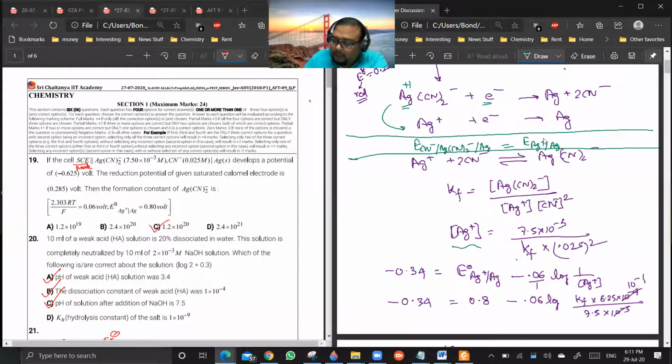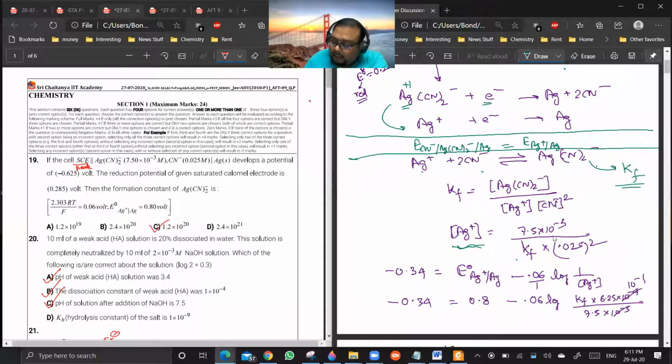So Ag plus will be determined by the dynamics of the complex. Ag plus plus 2CN minus gives Ag(CN)2 minus. So this is the formation reaction, for Kf of the Ag(CN) complex. Now Kf can be written as the concentration of Ag(CN)2 minus divided by the concentration of Ag plus into the concentration of CN minus squared. Are you getting my point? Yes, sir. So from here I can find out the concentration of Ag plus.